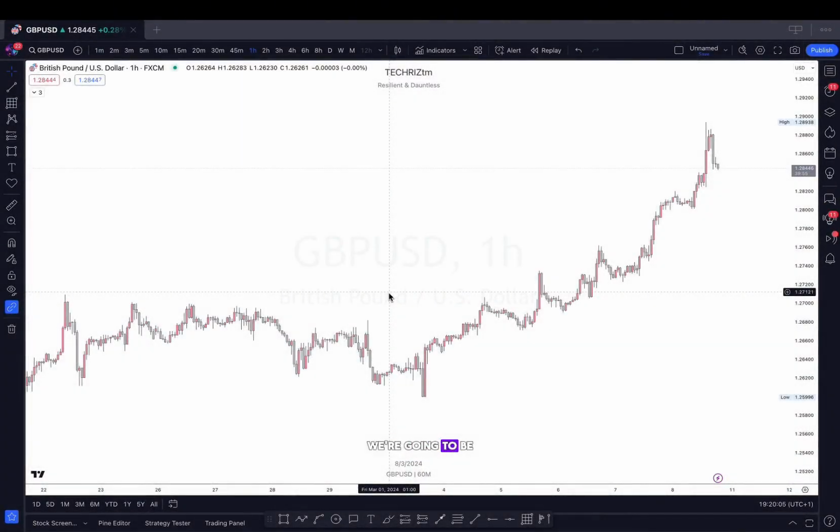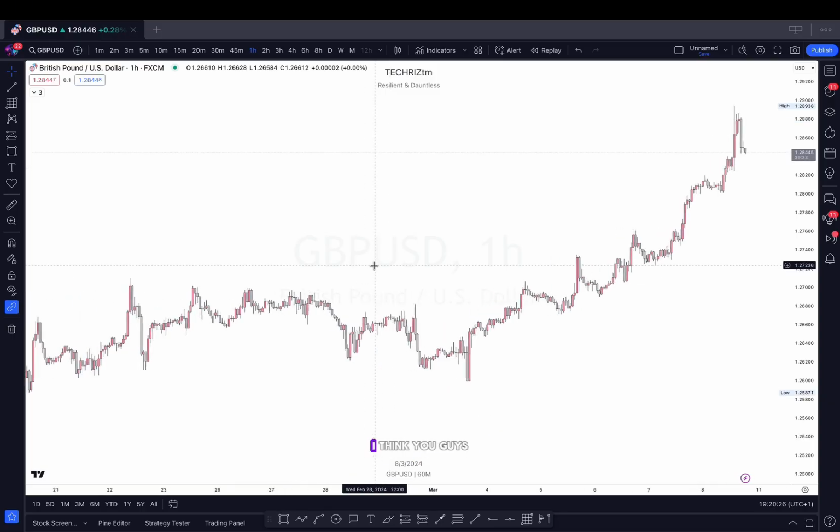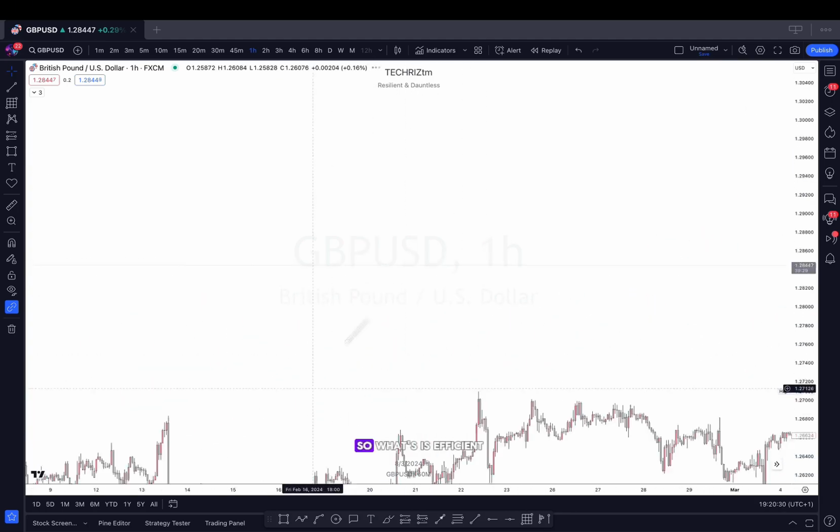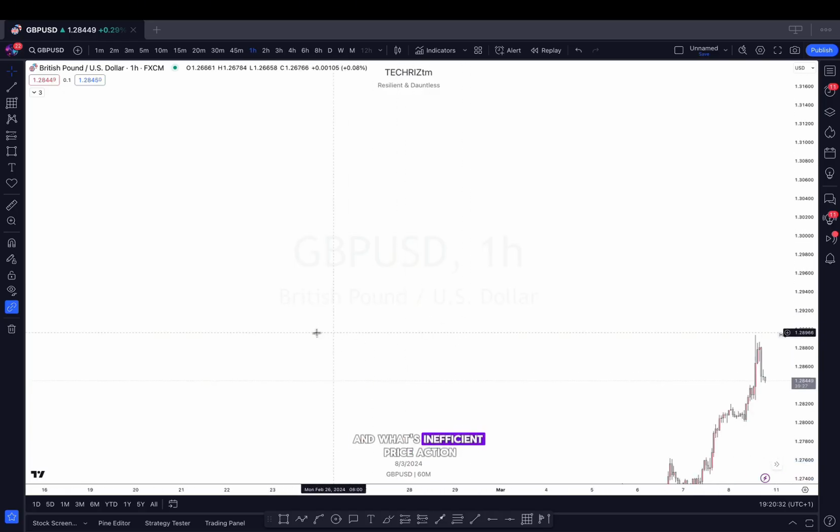Alright, so today we're going to be looking at efficient price action, right? Efficient price action, EP and IPA, efficient and inefficient price action. So it's not like the holy grail, I must say. It's just some certain criteria to further validate your trades. I think you guys are going to be the first persons I'm teaching this. So what's efficient price action and what is inefficient price action?